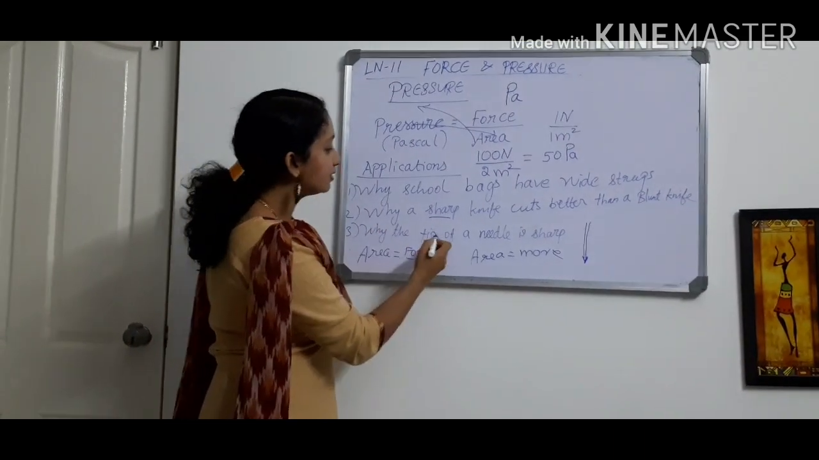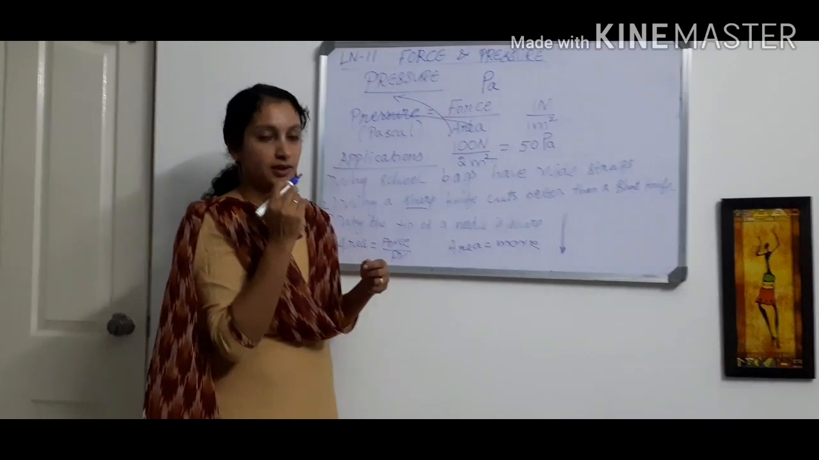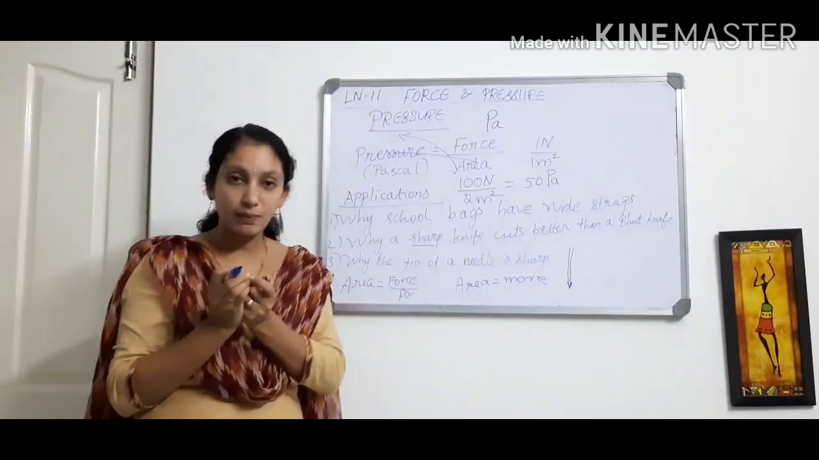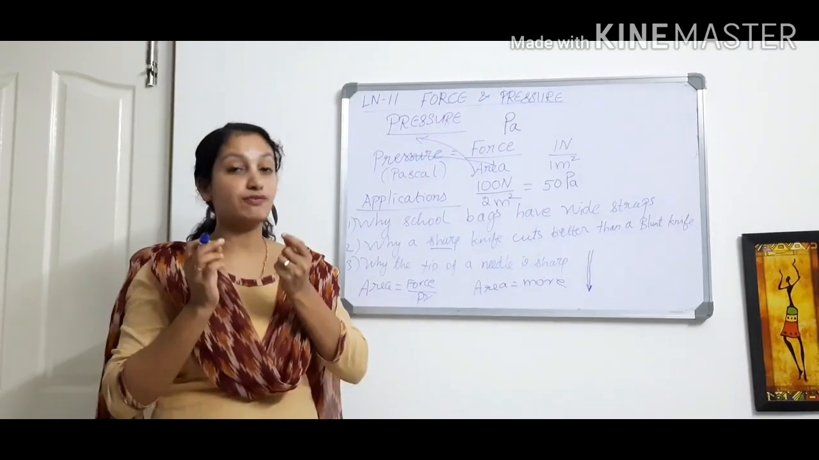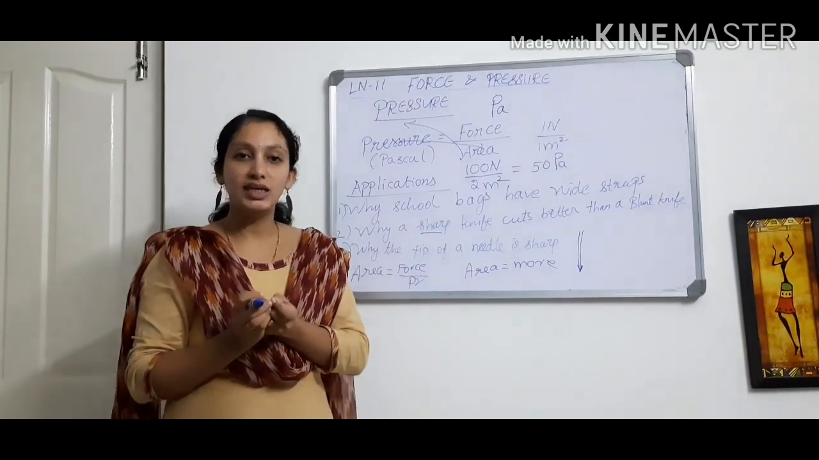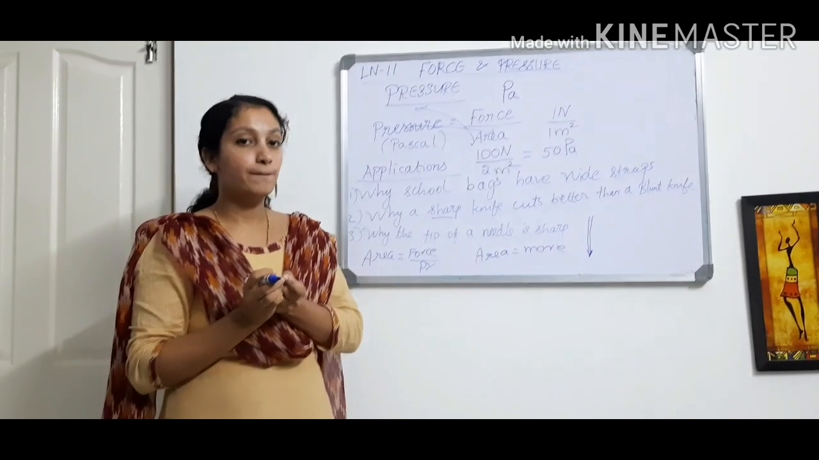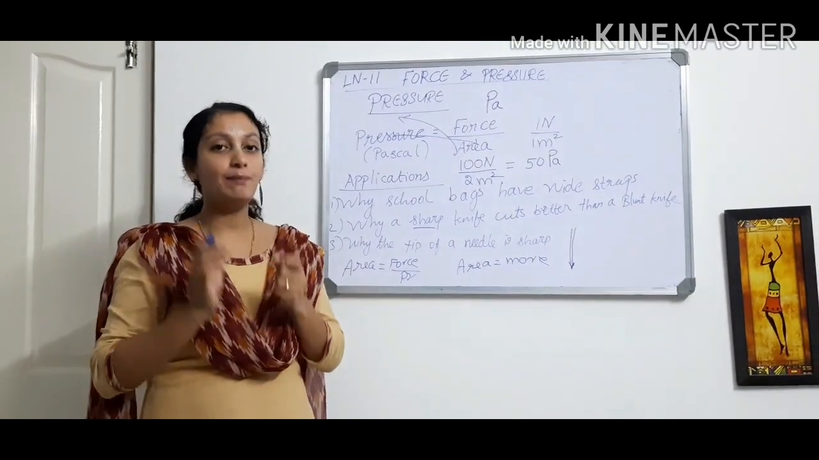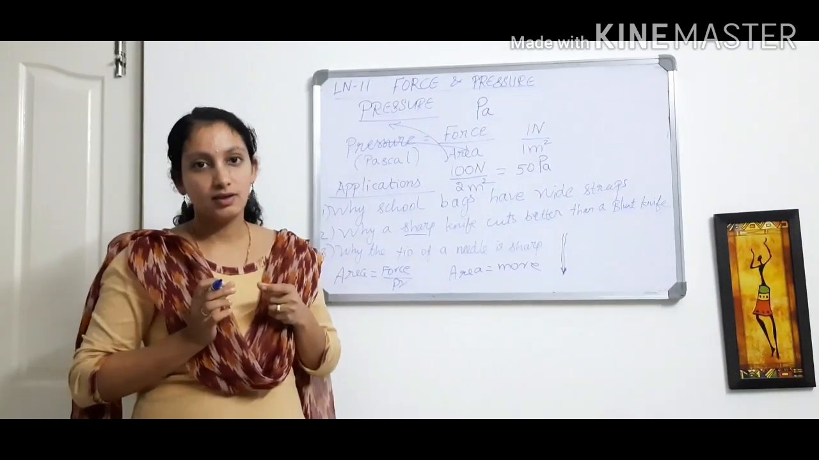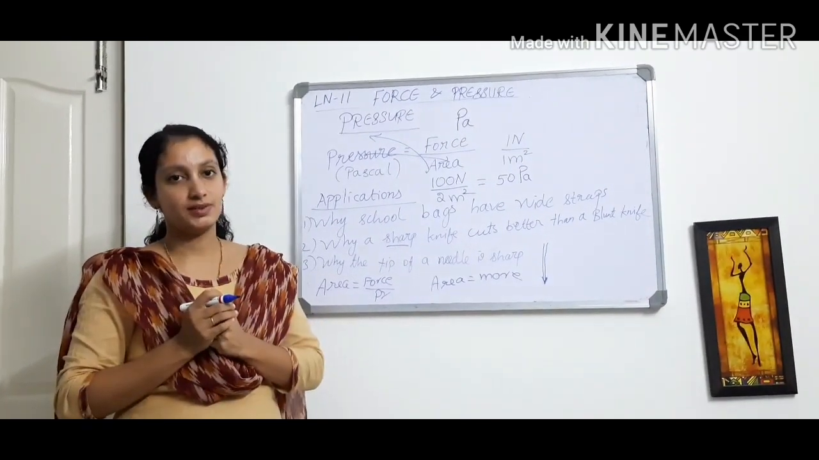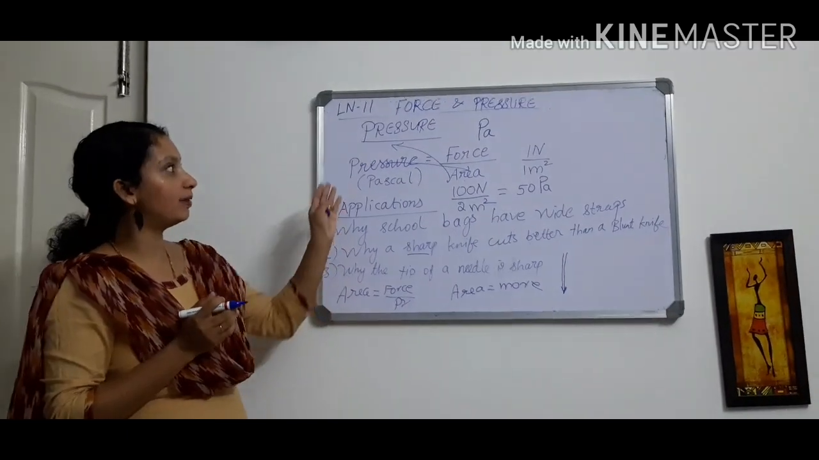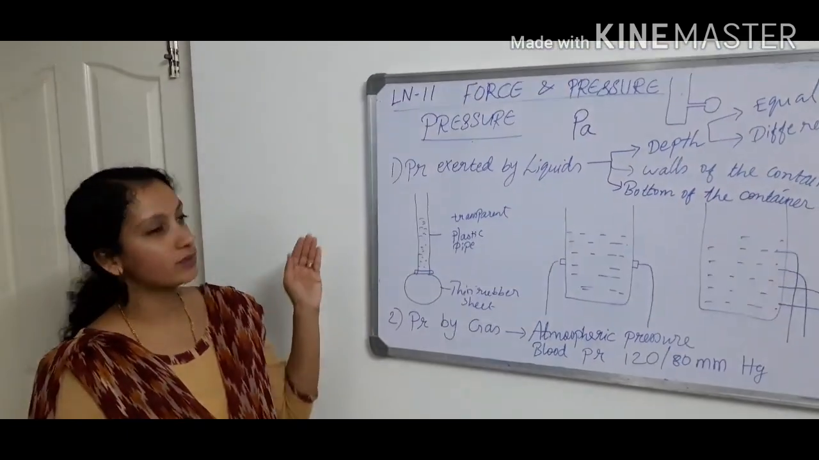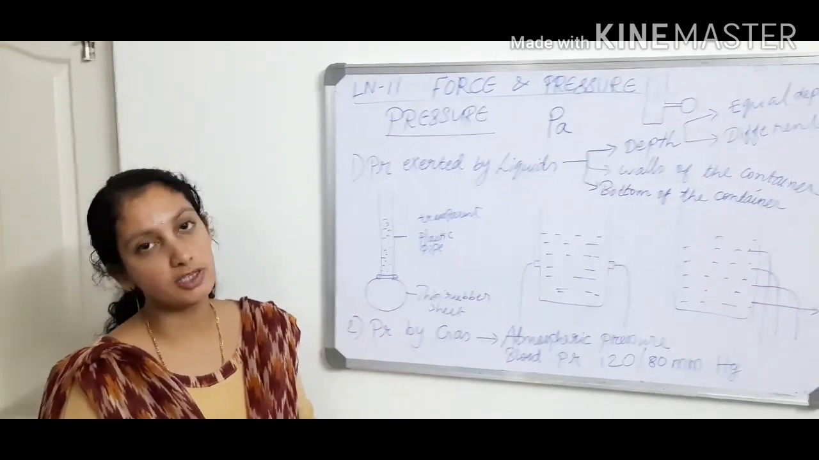Third one is, why is the tip of a needle sharp? Same as the second one. If the tip of the needle is very sharp, the surface area is less, which means you apply more pressure. More pressure helps you stitch very fast. So these are the applications of pressure. Next we'll see about pressure in liquids.